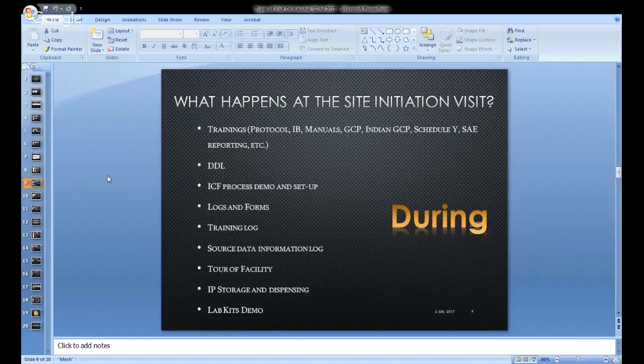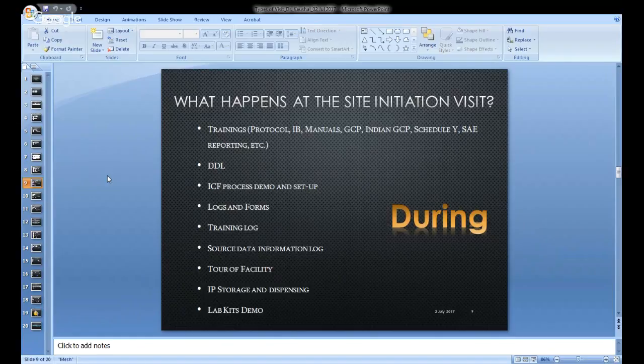GCP, very, very important. Like we talked about before, again I would be saying we know that the site does have experience, but refreshing the team, refreshing the investigator with the GCP guidelines is very important. If at all we are having the sites in India, we would definitely go through Indian GCP Schedule Y. If it is in the US, for example, we would go through the guidelines of the USFDA and so forth with the respective regulatory authority guidelines.